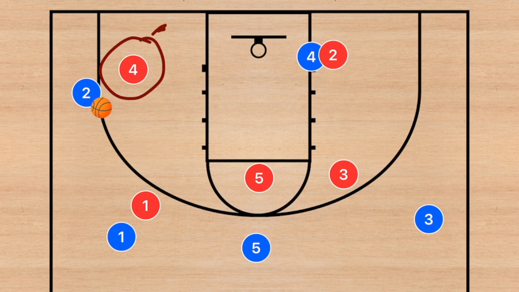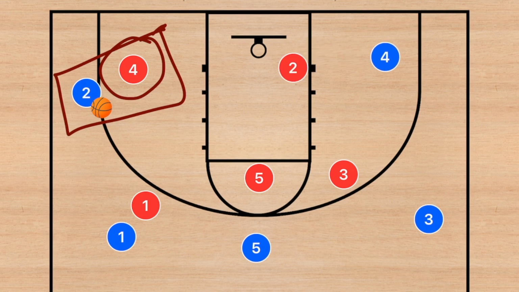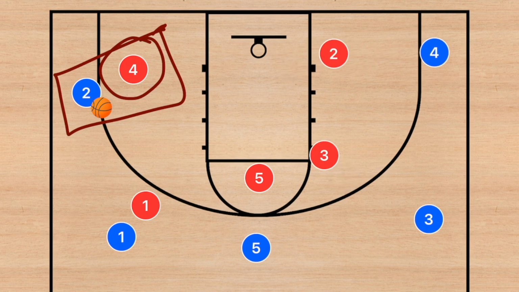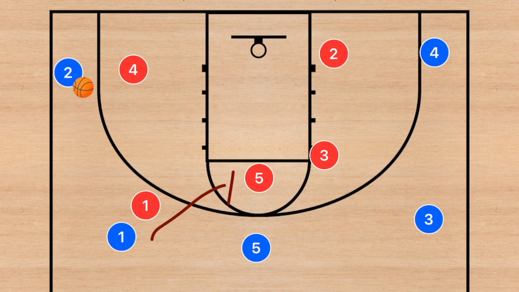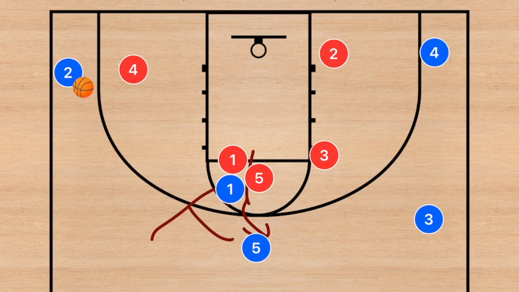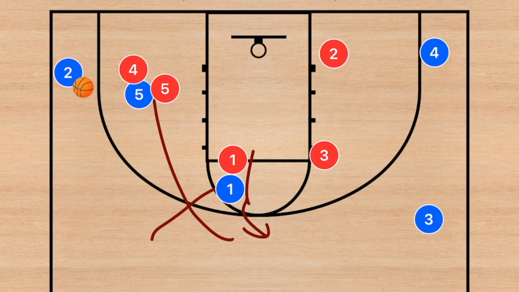We want to get mismatches off of the STS. So now player 4 clears, and now player 2 can go ISO on his man. Or we can run a secondary STS where player 1 will set that screen on player 5. Player 1 is not going to roll. He's going to pop, and player 5 is then going to set that screen over here. Especially if they fight through, this can be really handy.